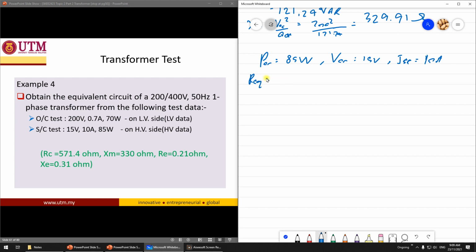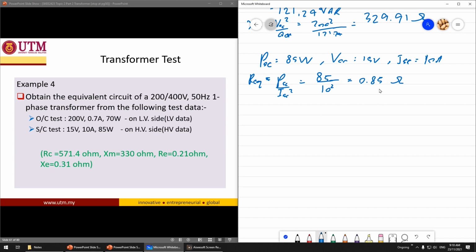Req is equal to PSC divided by ISC squared. So PSC is 85. Okay, this one is short circuit. Okay, 85 divided by ISC is 10 squared. So Req is equal to 85 divided by 10 squared. So you get 0.85. So you can see here Req is much larger than RC. Okay, that is normal, because this one wants you to look at the high voltage side.